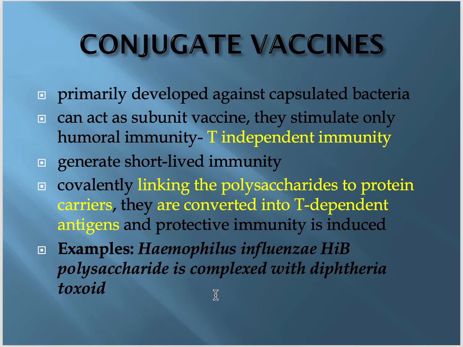But to increase its effectiveness, this polysaccharide vaccine is complexed with diphtheria toxoid. That means the polysaccharide antigens are mixed with, or joined to, diphtheria toxoid. So diphtheria toxoid is a protein. Thus the effectiveness of the Haemophilus influenzae b vaccine is increased.